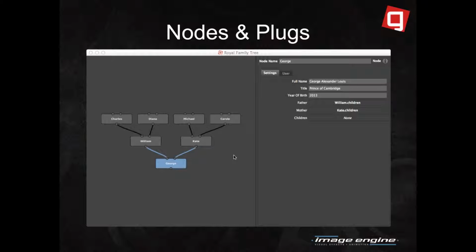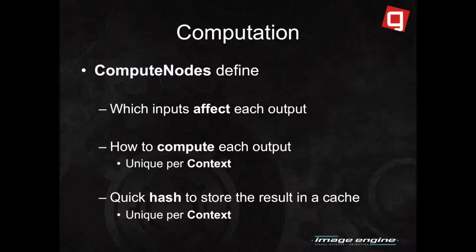So nodes can be implemented in C++ or Python, but Python's terrible for anything performance critical. So in practice, we tend to implement everything in C++ and use Python for UI and glue code. So beyond basic nodes, we have compute nodes. These define 3 main methods, which allow the underlying computation engine to evaluate data in the graph. Each compute node has to define which input affects each output, how to compute each output, and then a quick hash so we can store things in memory and refetch them to avoid extra computes.